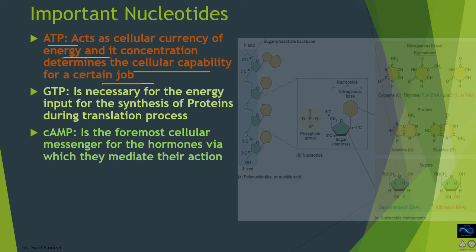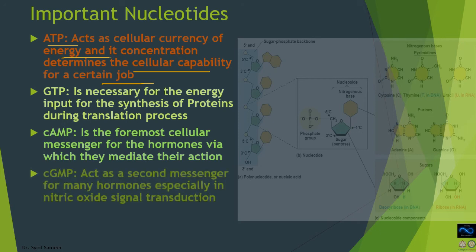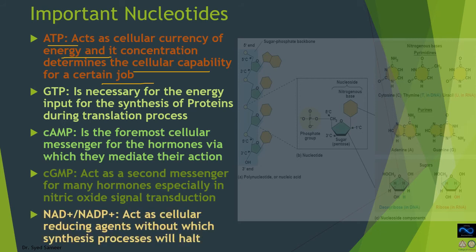cAMP acts as a foremost cellular messenger for many kinds of hormones. So the hormones mediate their functions with the help of this cAMP cascading mechanism. cGMP is also a similar kind of second messenger, which does the function of nitric oxide signal transduction. There are also cellular reducing agents like NAD and NADPH, which are necessary for the oxidation of glucose, proteins, or fats, and without which this whole electron transport chain will cease to exist.